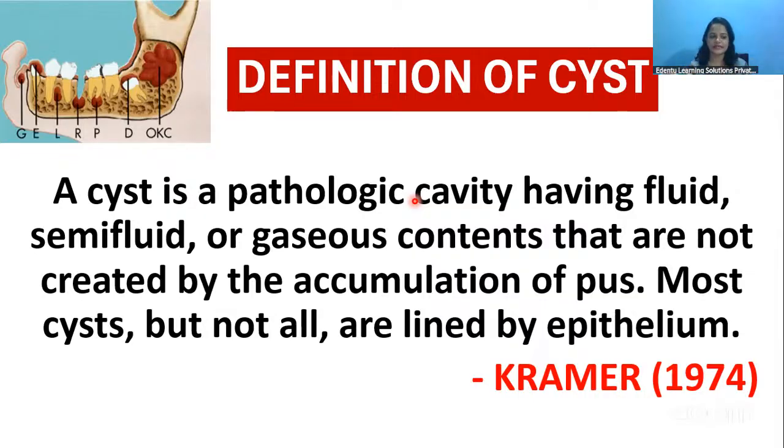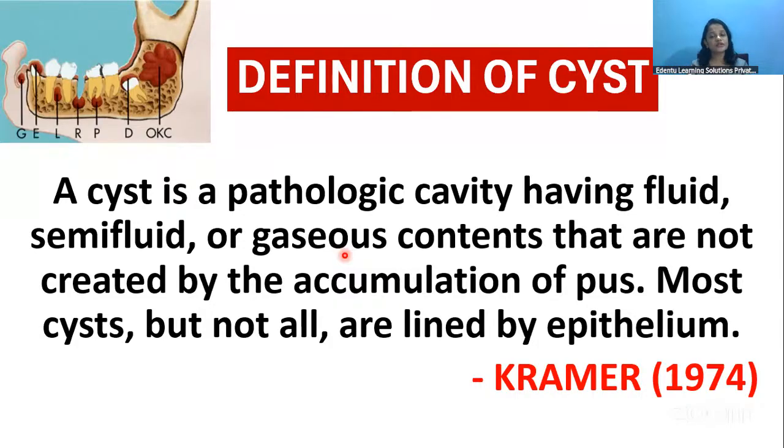So what is a cyst? This is the classic definition of the cyst, and this is the definition that you should write. A cyst is a pathological cavity having fluid, semi-fluid, or gaseous contents that is not created by the accumulation of pus. If it is created by the accumulation of pus, then it will be called an abscess.